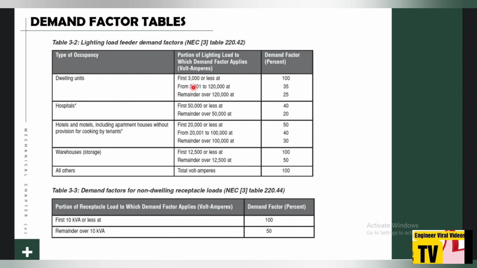And here this is for lighting, and the table shown below is for the receptacles. They said that the first 10 kVA or less will be 100%, and over 10 kVA it will be 50%.